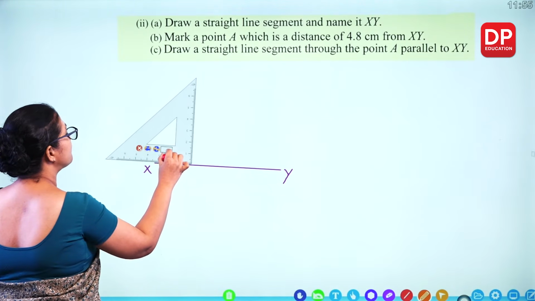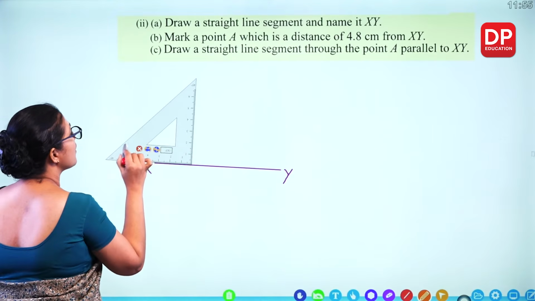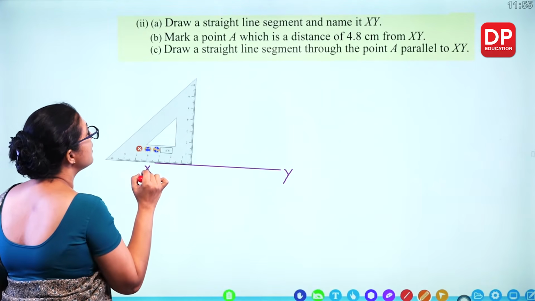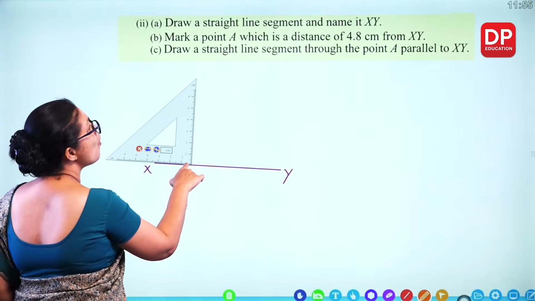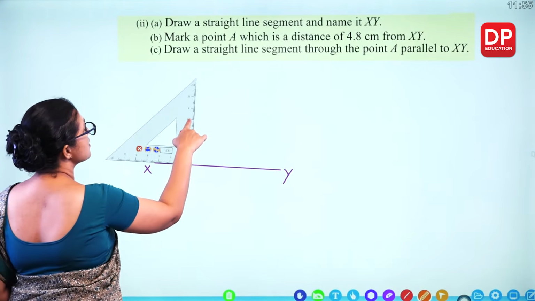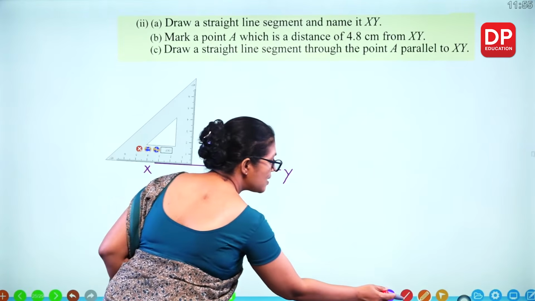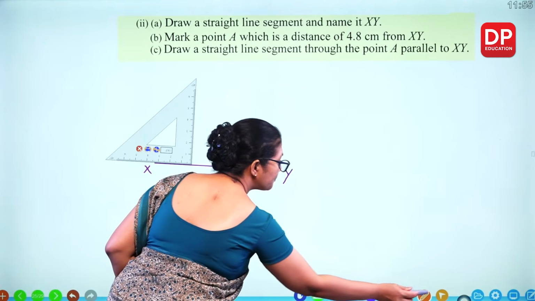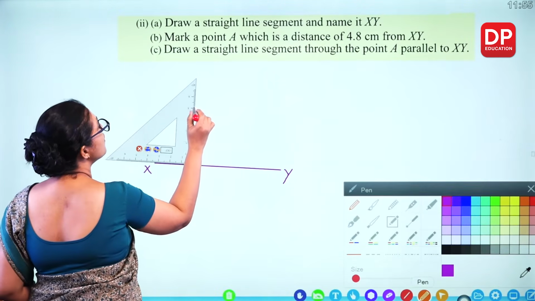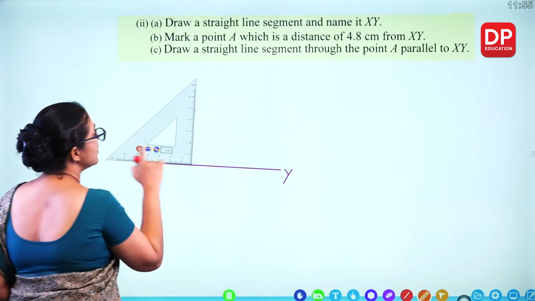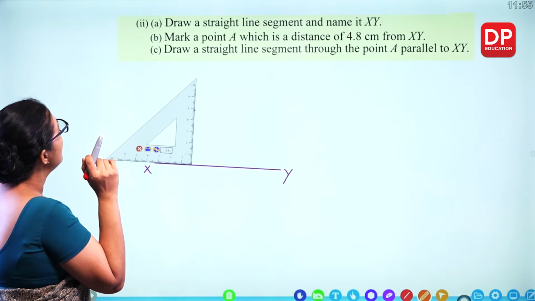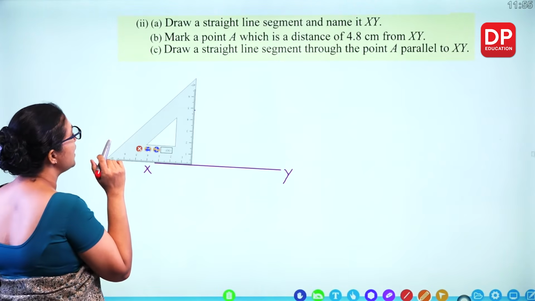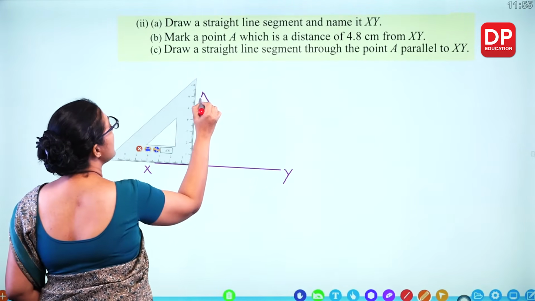Then what you do? You can mark from here 4.8 centimeters. 4.8 centimeters. Here 4.8 is somewhere here. From here 4.8 centimeters. And mark a point A. So I can mark A here.